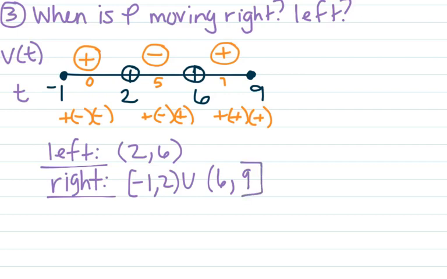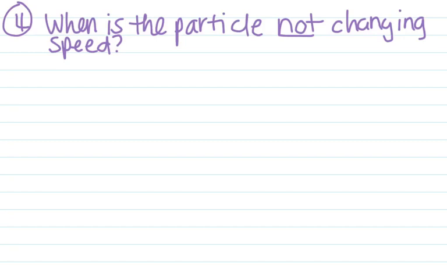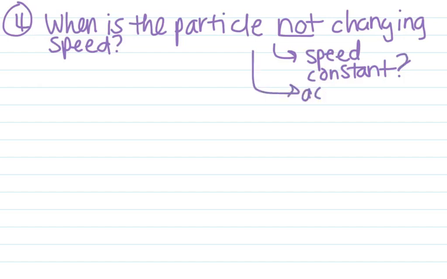Okay, so now we know where it's not moving, where it's moving left, and where it's moving right. So for our next question, we're going to ask, when is the particle not changing speed? And this is kind of the same as asking, when is the speed constant? And both of these we're going to think of as, where is the acceleration 0?